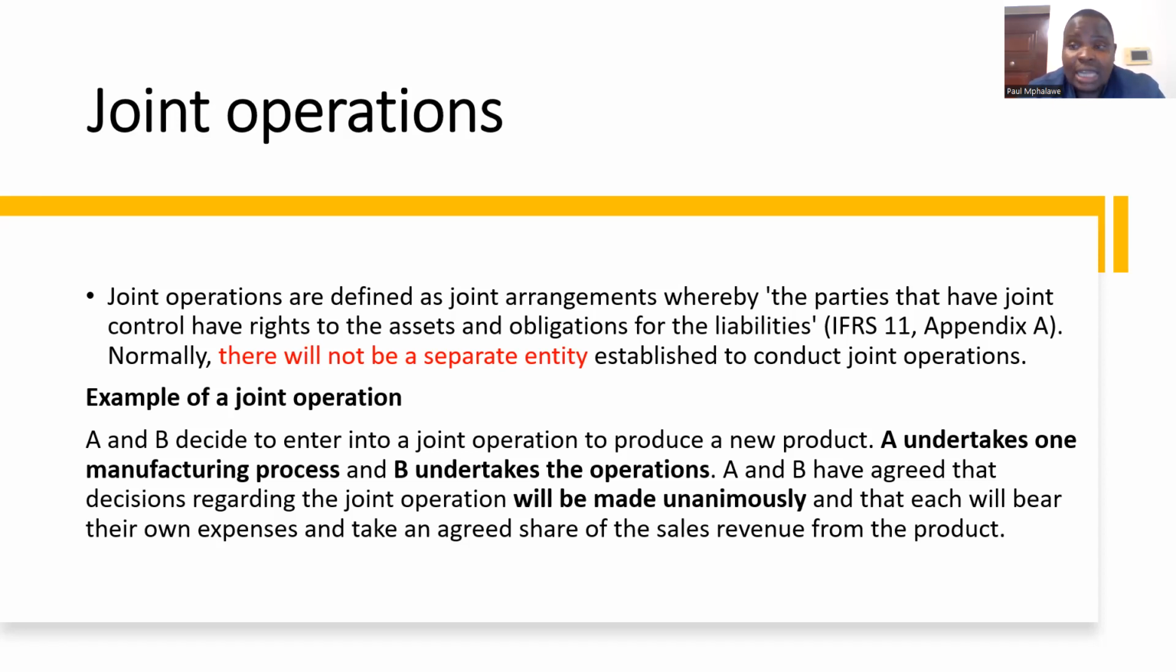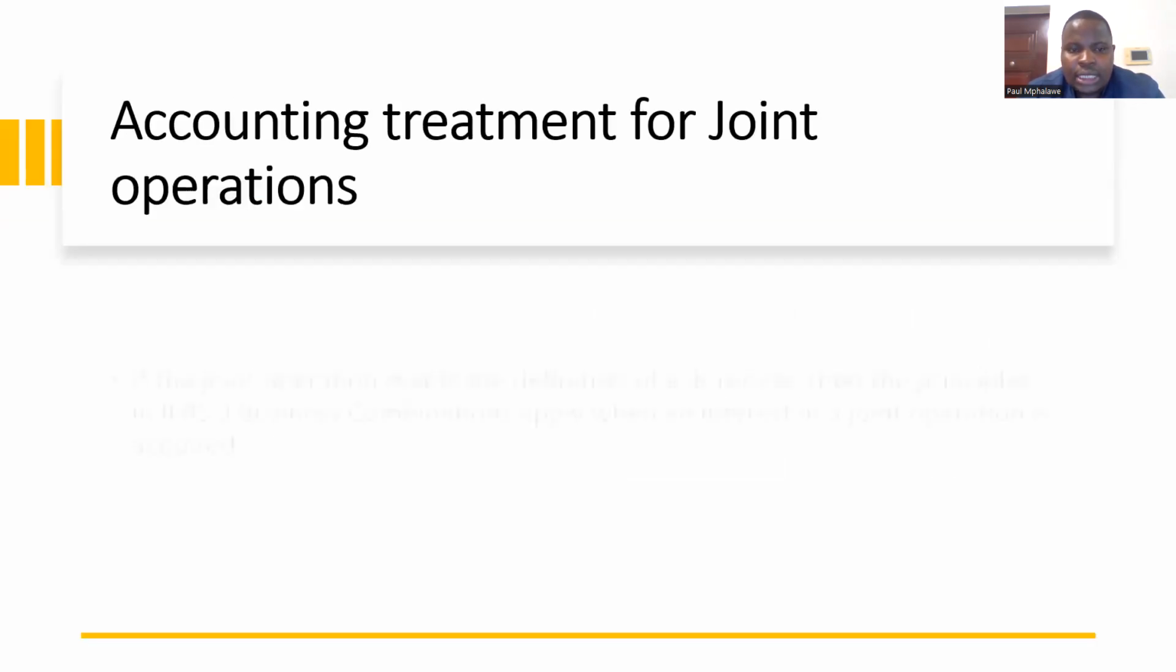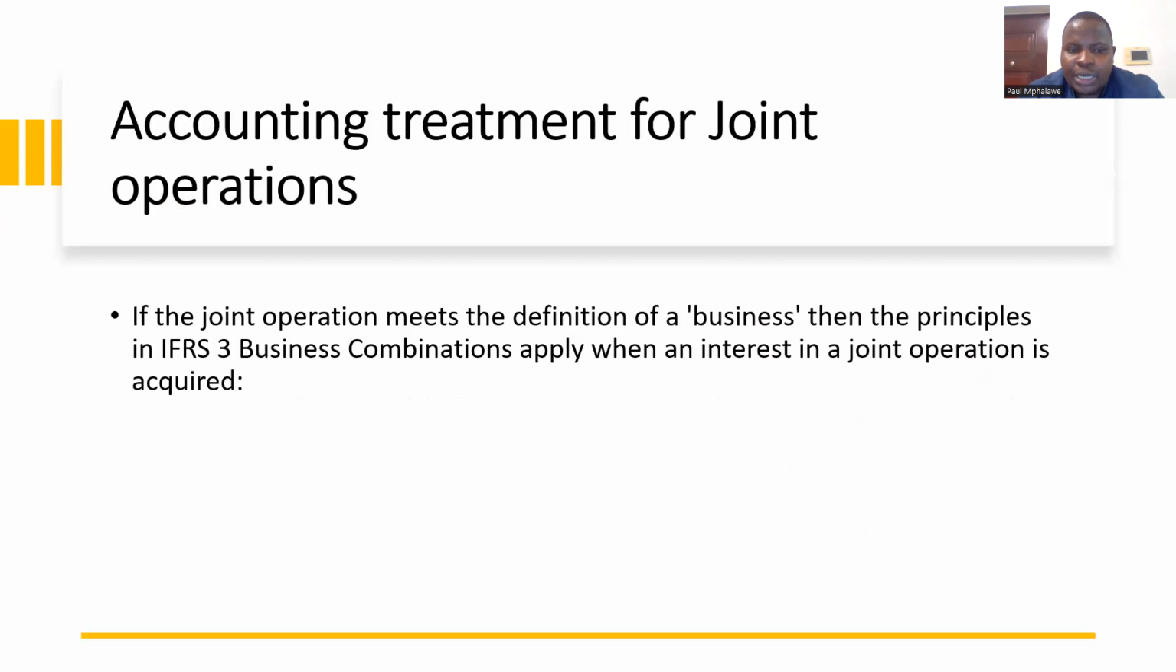So all this depends on the jurisdiction in which this is happening. Some jurisdictions won't allow two companies to come together to invest without creating a special entity, a special company. Okay. So the accounting treatment for joint operations is: if the joint operation meets the definition of a business, then the principles in IFRS 3, business combination, apply when an interest in the joint operation is acquired.